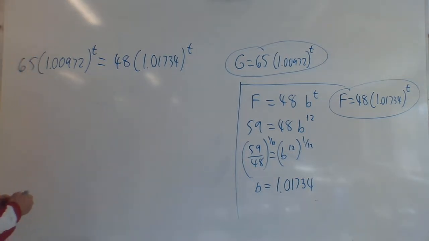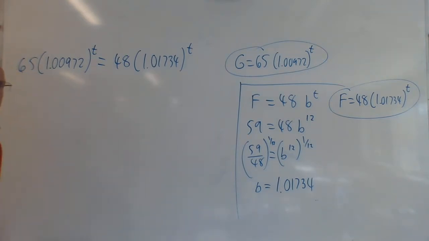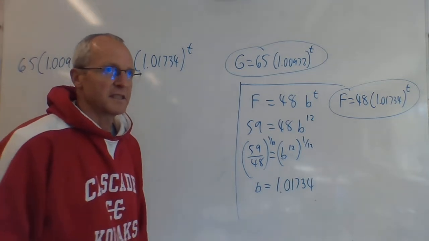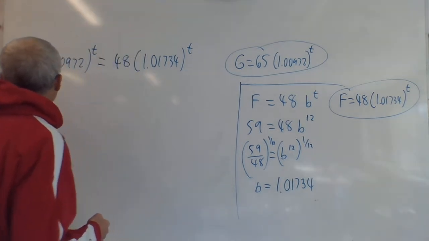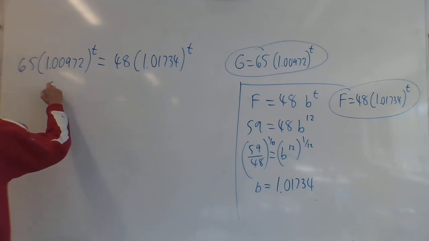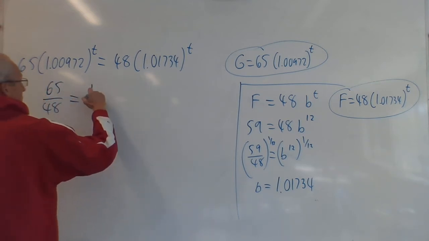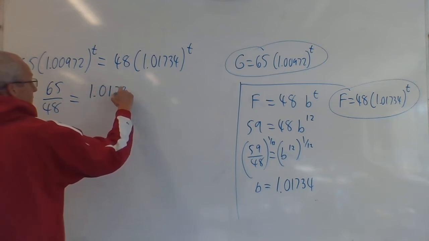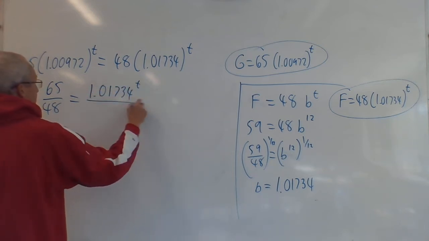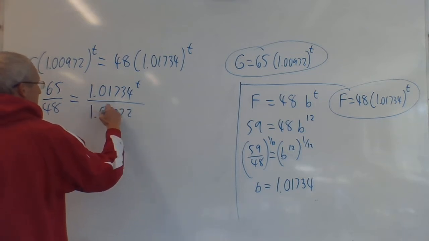And now we solve for t. So I don't know, let's put the 48 over here and this number over there. Okay, I like having big numbers divided by small numbers. It's easier to deal with. So I'm going to put the 48 over here and this one on that side. So I have 65 over 48 equals this number, 1.01734 to the t, divided by 1.00972 to the t.